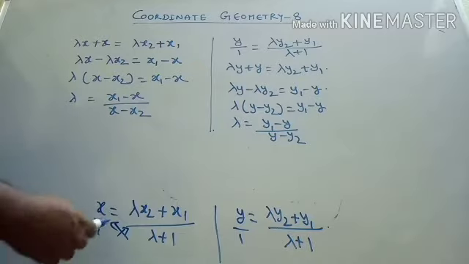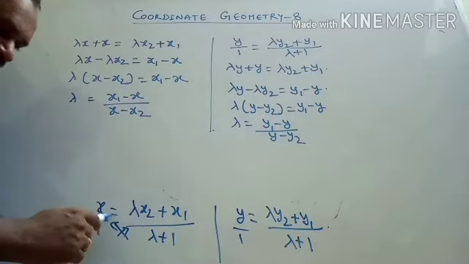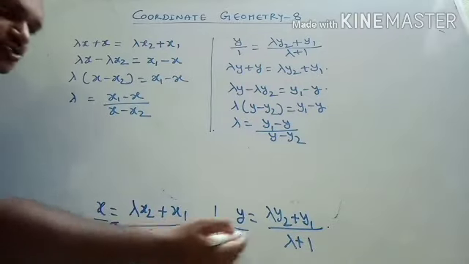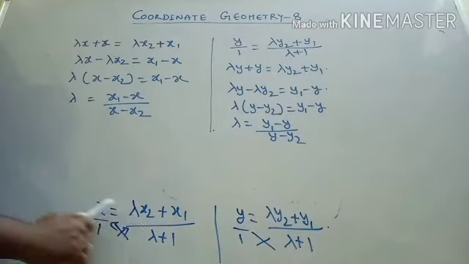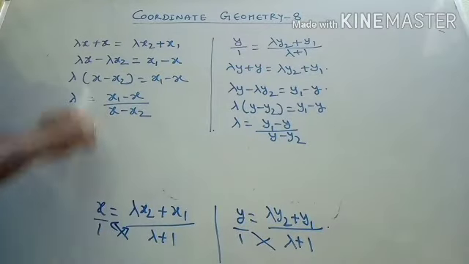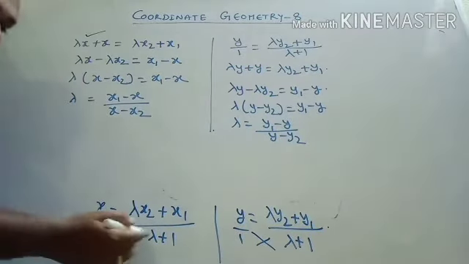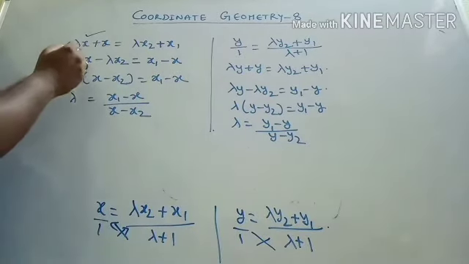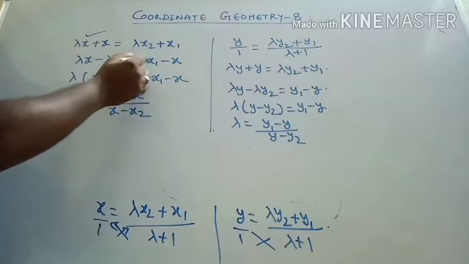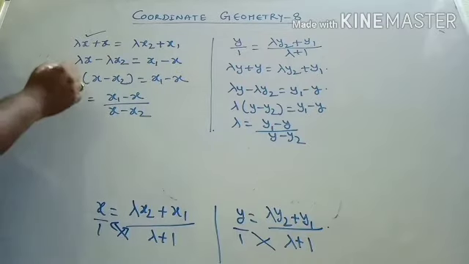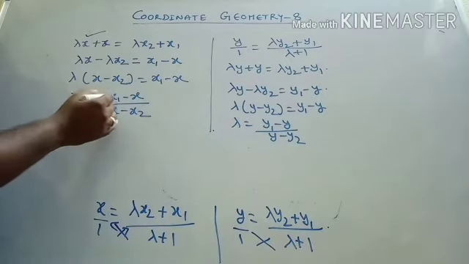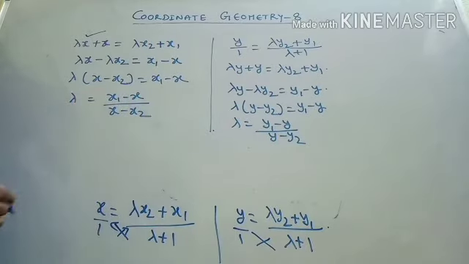Now we do the cross multiplication, and from this we try to get the lambda value. Doing the cross multiplication, we get lambda x plus x is equal to lambda x2 plus x1. Now we take all the lambdas to one side: lambda x minus lambda x2 equal to x1 minus x. Taking lambda common, lambda (x minus x2) equal to x1 minus x. That means lambda is equal to (x1 minus x) by (x minus x2).